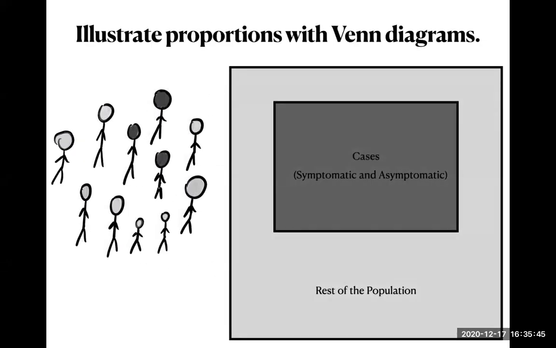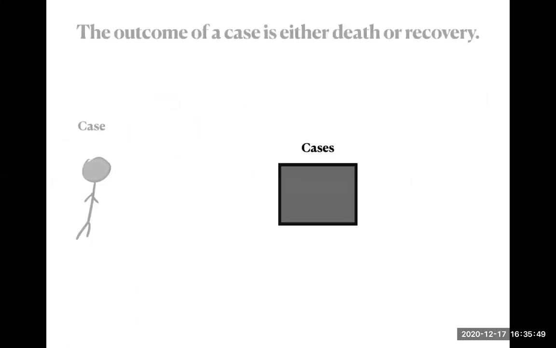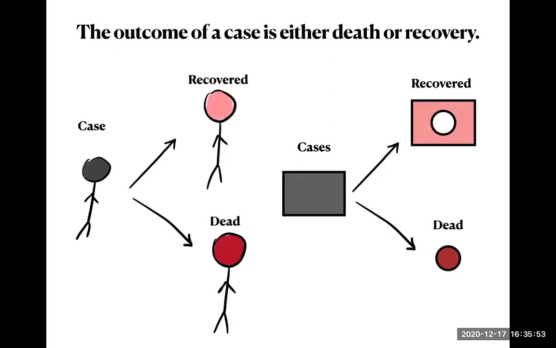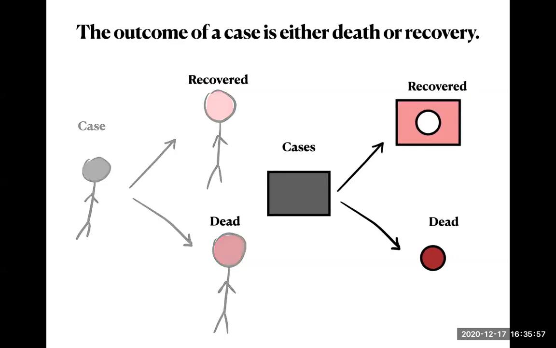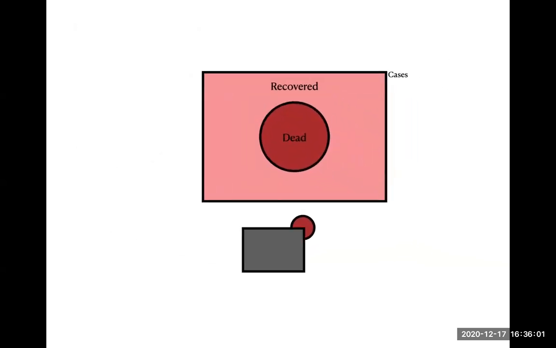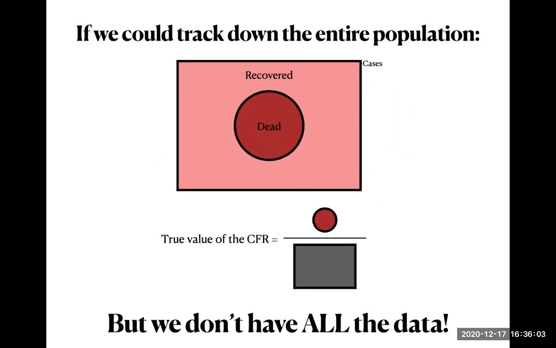We will illustrate this proportion and others with a Venn diagram. The outcome of a case is either death or recovery. We can also visualize the proportion of cases that result in death as a Venn diagram. This is one metric we might be especially interested in to help us understand the impact of the pandemic. This is the case fatality rate, the proportion of COVID cases that die.